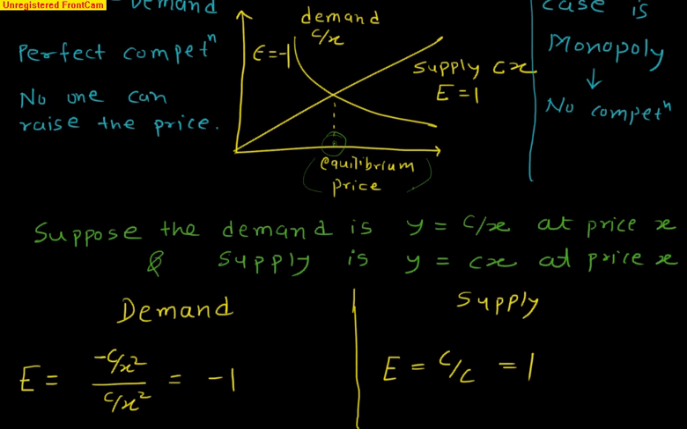Important equation, base equation is y equal to c. Suppose the demand is y equal to c by x at price x, and supply is y equal to c by x at price x. This is a straight line, this supply curve. When you find out the elasticity it is going to be 1, and in case of y equal to cx square, if you find out elasticity is -1, we will take modulus of -1. Elasticity is always measured in positive sign, +1. These are the bases.